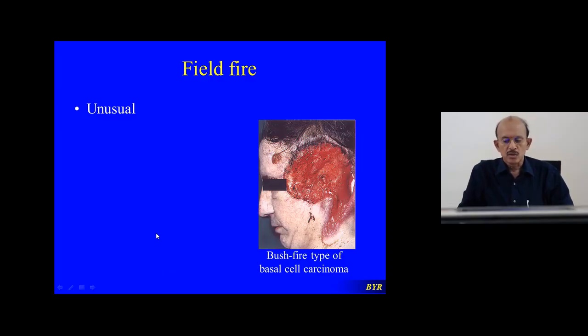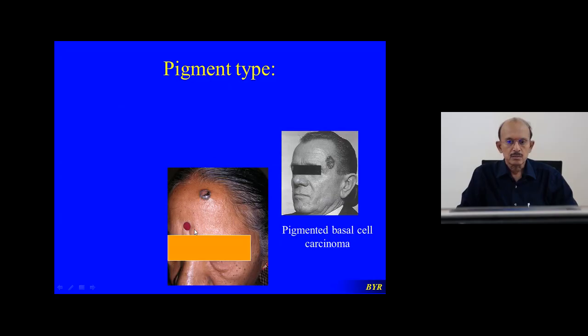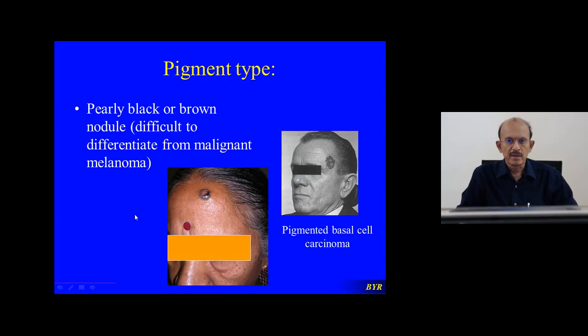So here also you can see the ulcer is spreading fast towards the temporal region. It has initially started here, so it looks as if it is burnt out here. There will be scarring here and a wildly spreading lesion here. So this type is called field fire type or bushfire type. It is unusual. It is a superficial spread, heals at one edge and spreads at another edge. Then pigment type: pearly black or brown nodule, difficult to differentiate from malignant melanoma.